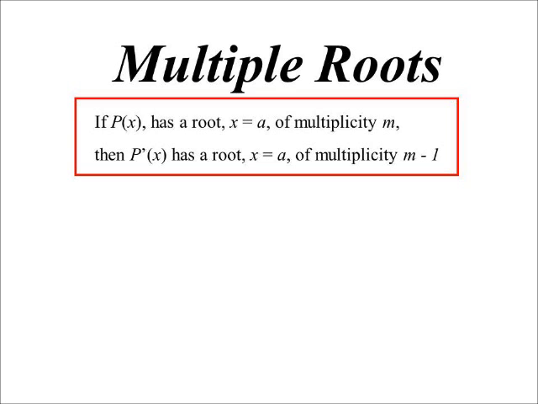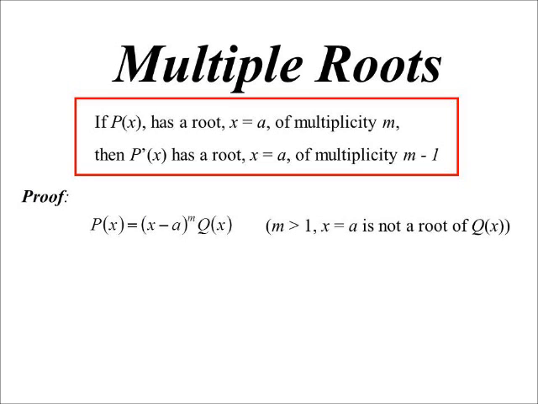When you think about it, that makes sense, because a double root is like a turning point. So it would be a stationary point. So when you differentiate it, the derivative would be 0 as well. That's basically where it comes from. But a better proof is something like this.